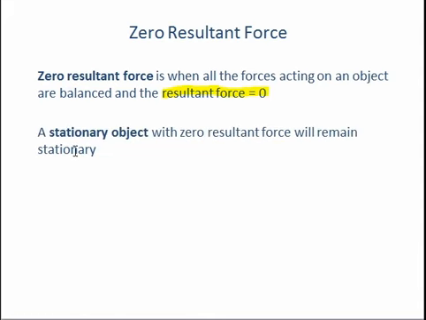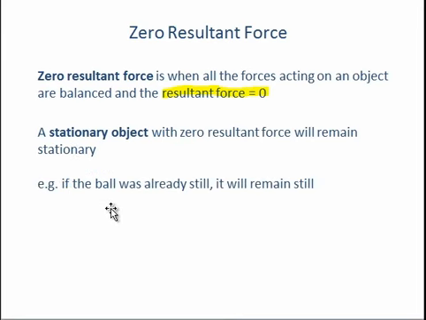And essentially, the way you think about zero resultant force is you have to think about what the object was doing before it got zero resultant force. So with a stationary object, if it has zero resultant force, it will remain stationary. So if we have left a weight on the floor, for example, the force of gravity pulling it down is balanced by the force of the ground pushing it back up. And so it doesn't move because its resultant force is 0.